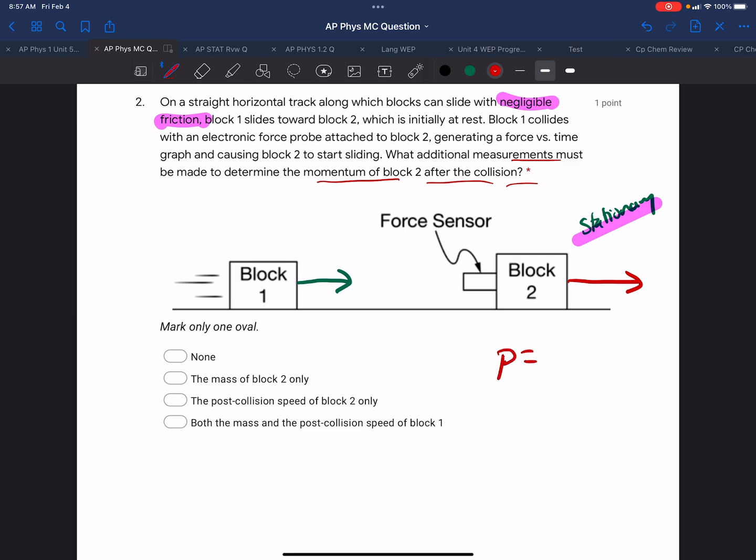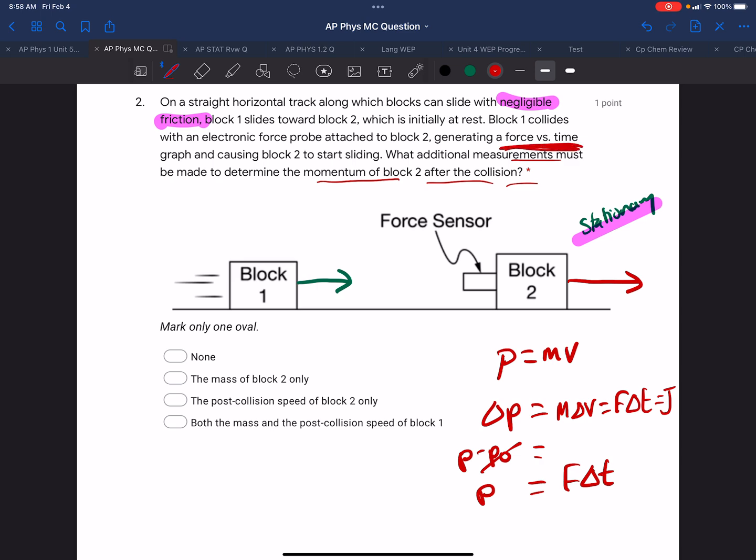Well, the momentum of block 2 is mv. The change in momentum, we know, is also m delta v, which is equal to F delta t, which is the impulse, J. So if we want to know the change in momentum, which is p minus p0, and p0 was 0, so p then will equal the average force times the change in time. And we will have then a force-time graph. So the force times the average change in time will give us the change in momentum.